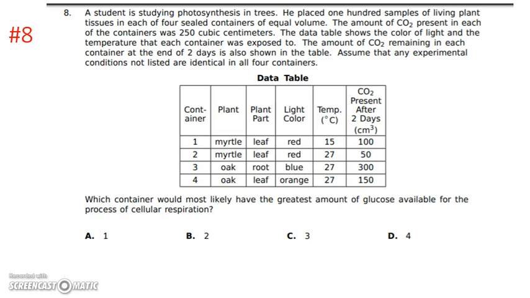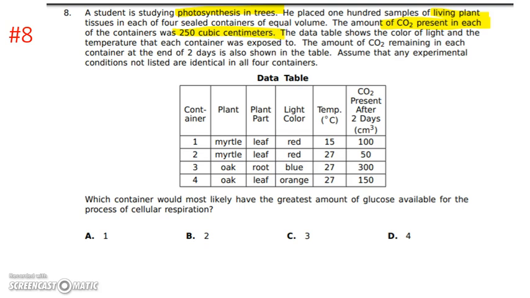Let's review question 8 from our exam. A student is studying photosynthesis in trees. He placed 100 samples of living plant tissues in each of 4 sealed containers of equal volume. The amount of CO2 present in each of the containers was 250 cubic centimeters.